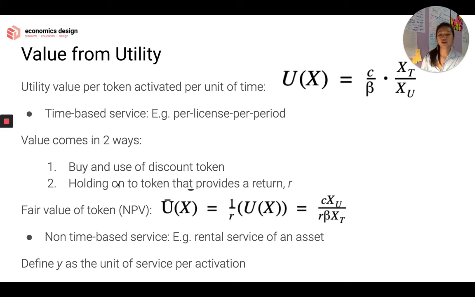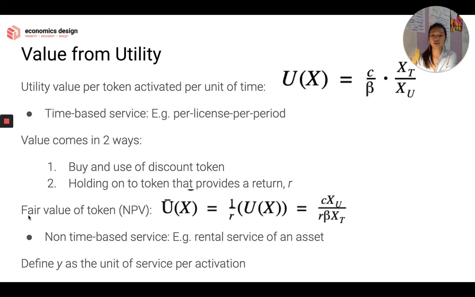So if we are looking at holding on to the tokens, this is one value, right? The valuation here is where you buy and use the discount tokens, and holding on to the tokens provides a return R. This could be something like the value of the tokens will increase because the license of the software becomes more popular, because everyone will have to use this software and more people want to demand a token. So you can look at an expected return R.